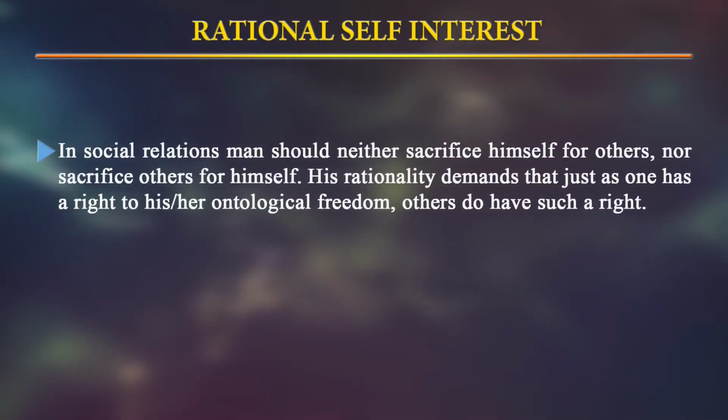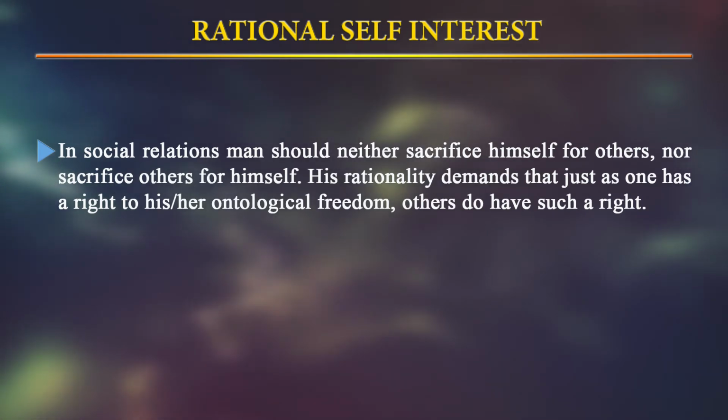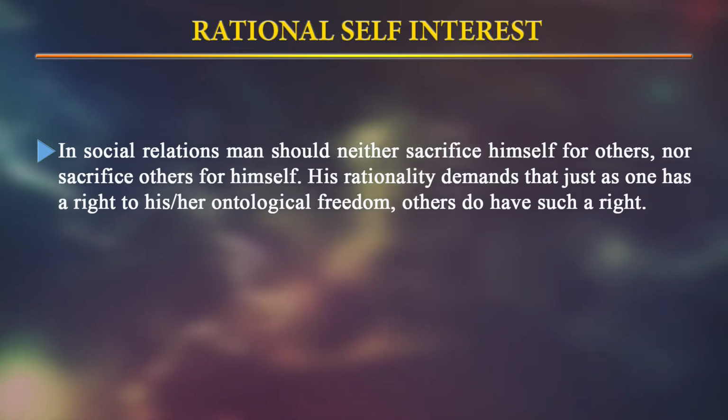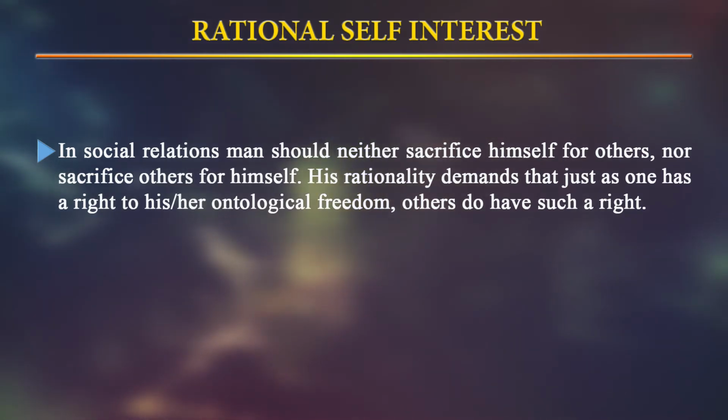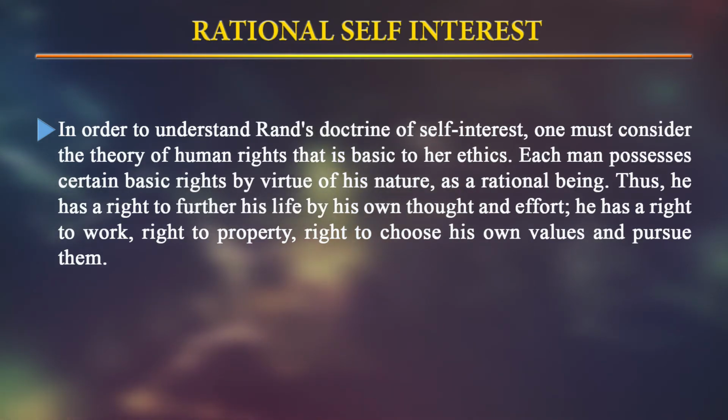In social relations, for example, man should neither sacrifice himself for others nor sacrifice others for himself. His rationality demands that just as one has a right to his or her freedoms, others do have such a right. So, this is what is called rational self-interest, that is the rationality that you have the right to choose your freedom just as others have the right to choose their freedom. You neither should sacrifice yourself for others, nor should others sacrifice themselves for you. In order to understand Rand's doctrine of self-interest, one must consider the theory of human rights that is basic to her ethics.